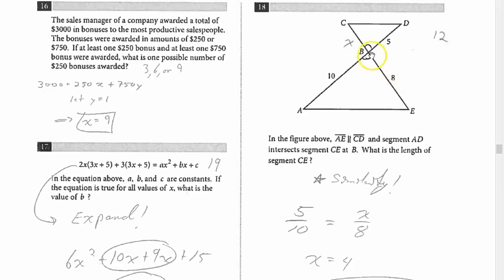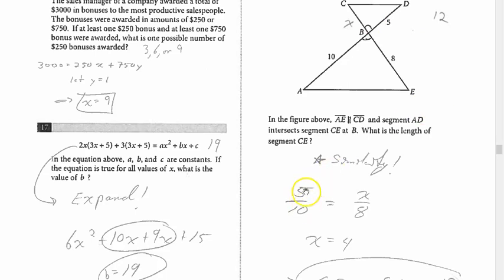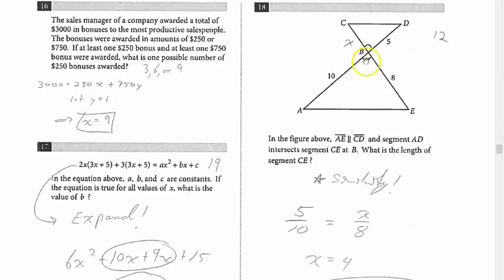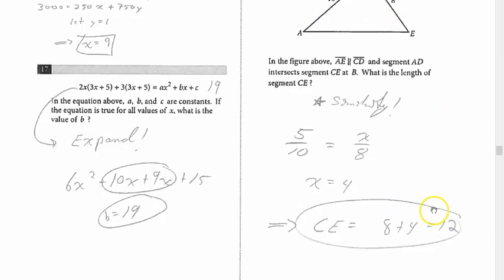And now I know this portion, B, is 8. So I really just need to find CB and add them together. So, the first thing I did here was use my vertical angles. Setting up a similarity statement, I know that 5 over 10 is equal to x over 8. Solving, I got x is 4. Well, 8 plus 4 is 12, so that total length is going to be 12.